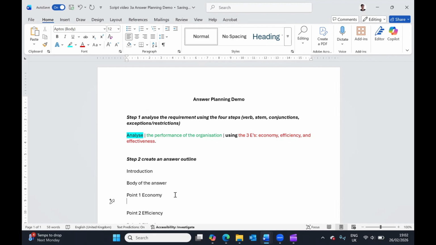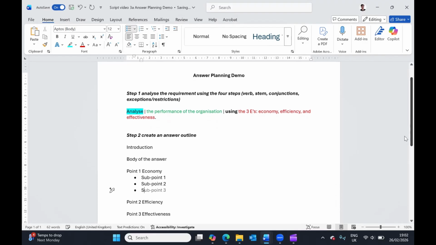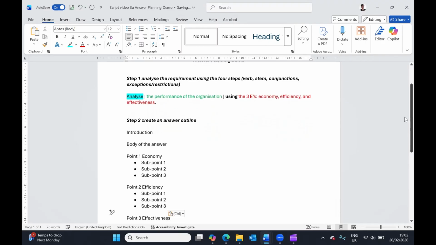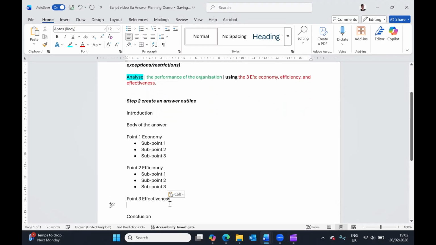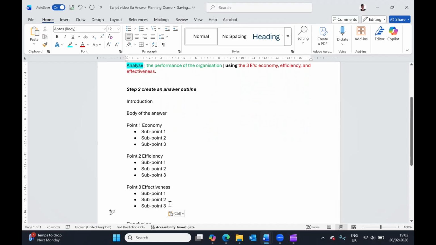And here I'm going to put whatever the subpoints are. So point 1, so point 2, and I'm just putting subpoint 1, 2, and 3 as an example just for demonstration purposes. But in the exam, if you would have a scenario, you would then refer to your scenario and look for points related to economy, efficiency, and effectiveness. And you would just annotate or write those down in your answer plan, right? At this point, you're not going into any great detail.